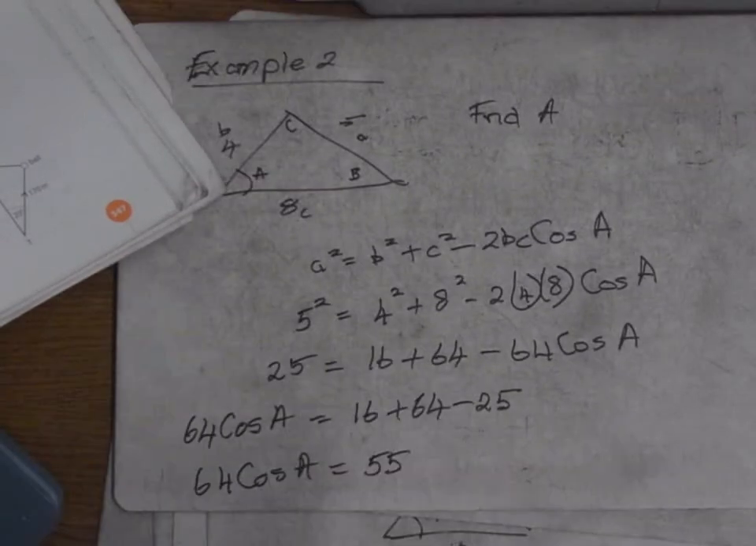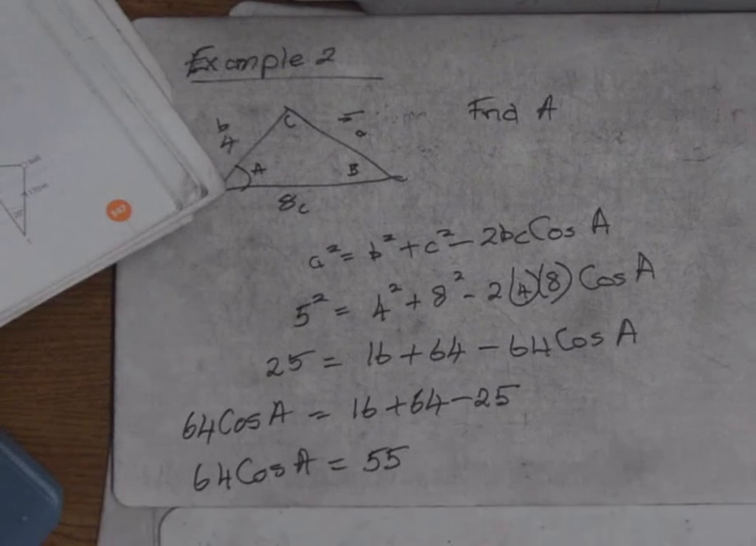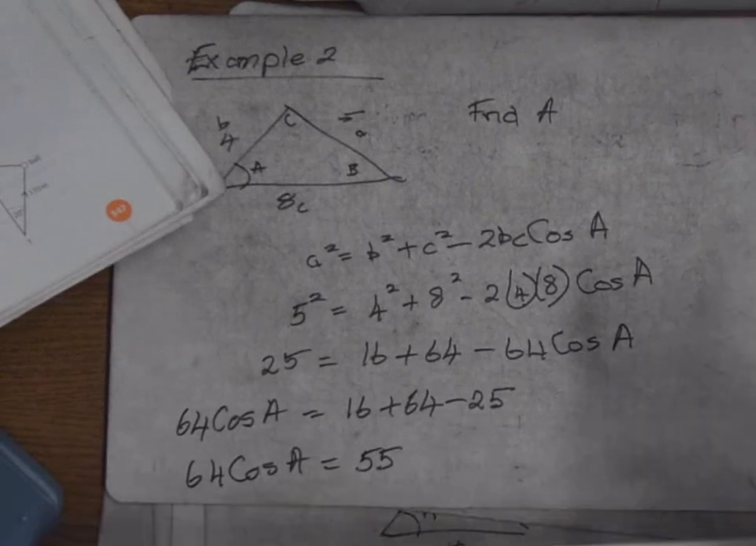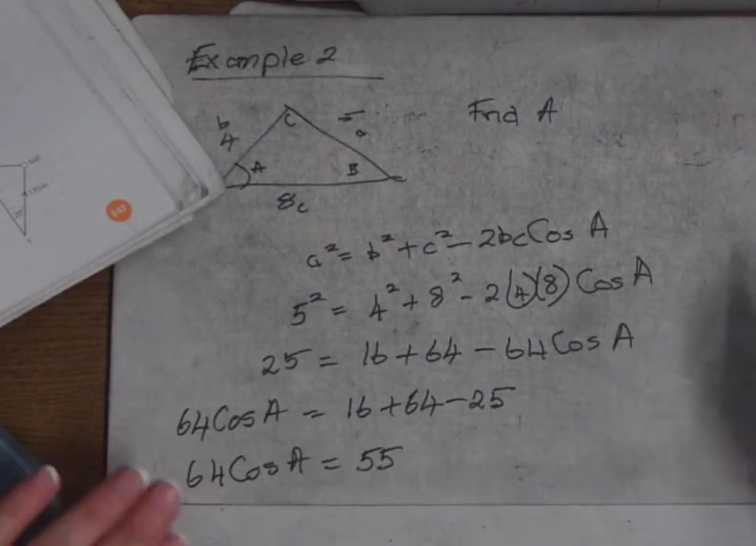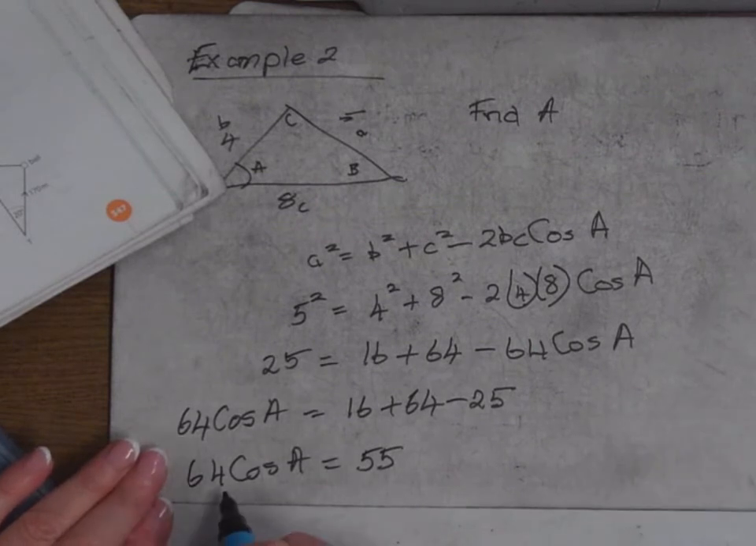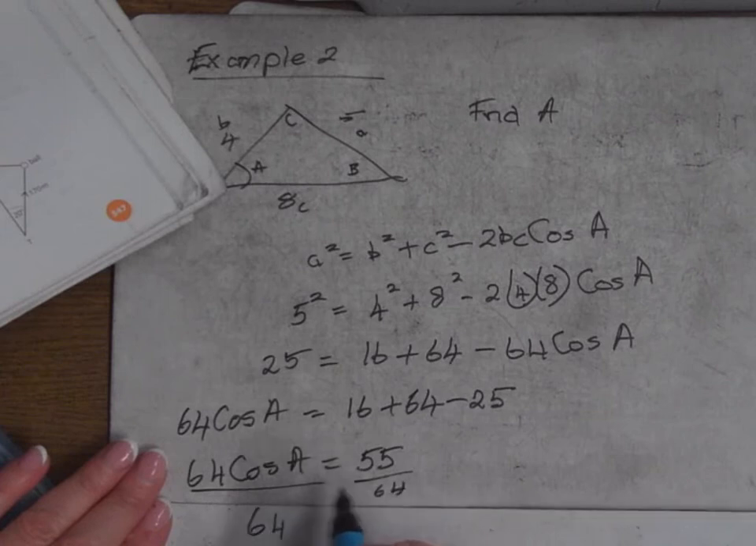There's a 64 stuck to the cos A, so I'm going to divide each side by 64. So the 64 is cancelled here. I get cos A is equal to 55 over 64.